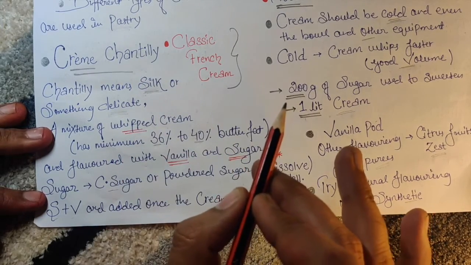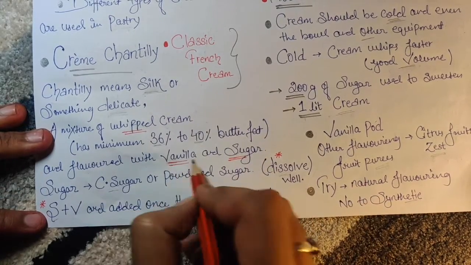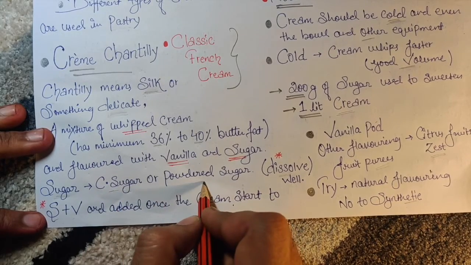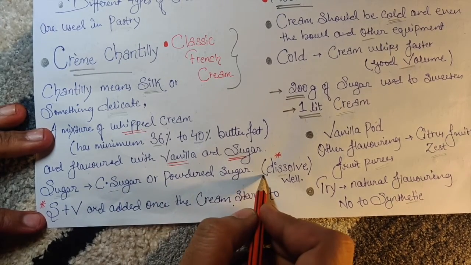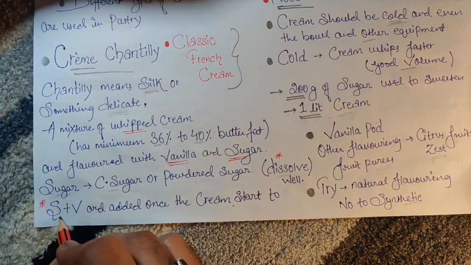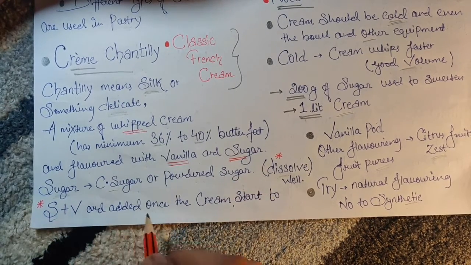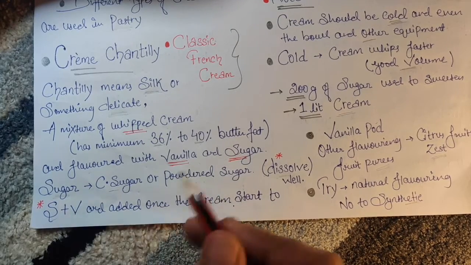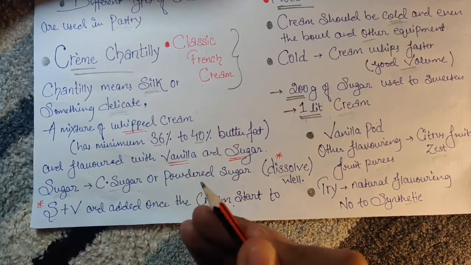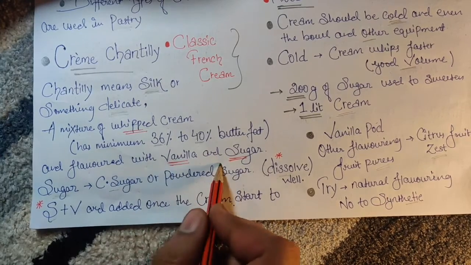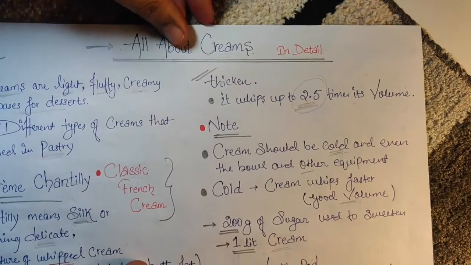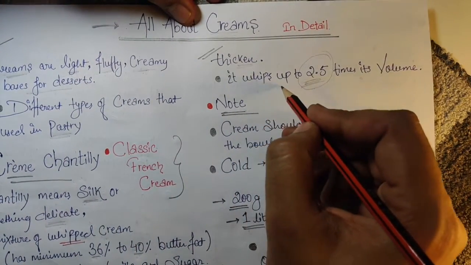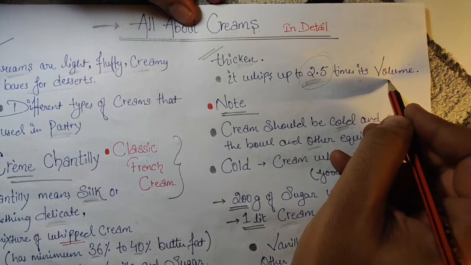Simple, right? When it comes to vanilla and sugar, for sugar we generally prefer castor sugar or powdered sugar, because it dissolves well. The sugar and vanilla are added once the cream starts to thicken. Starts to thicken means when we start whisking, it will start to thicken. Then only we add the vanilla and sugar. When it thickens, it whips up to 2.5 times its volume.